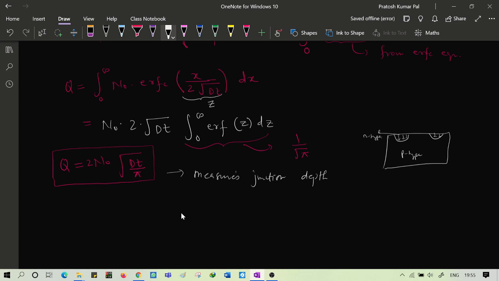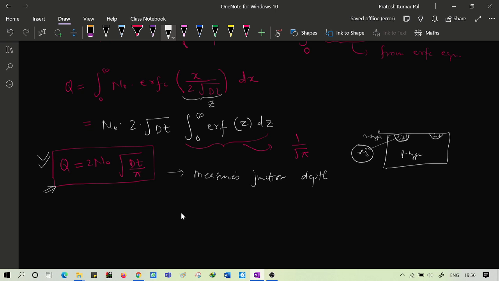So this is the boundary. From the starting to this depth, this x of diffusion, we call it diffusion depth or junction depth, and it is considered as x of j. So this distance will be considered as x of j. This is basically determined by the total amount of dopant available, and also with respect to time. So this value is useful for measuring the junction depth.